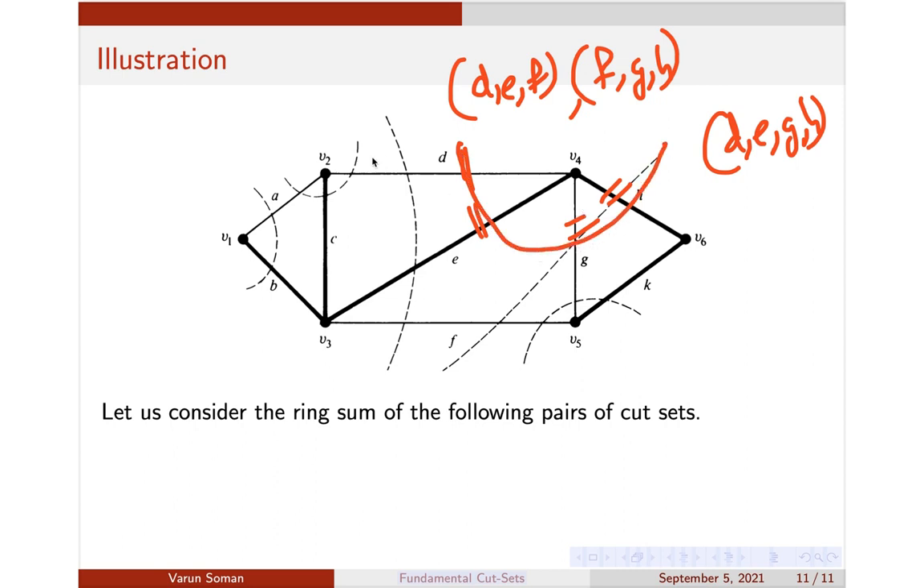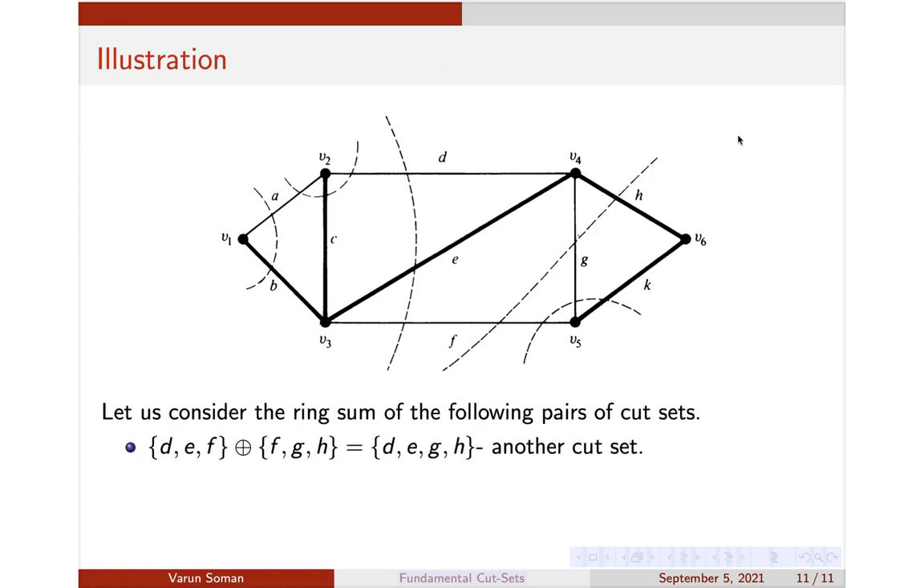So what will happen if I delete these edges? You can see that the graph is being disconnected into two. Your V4 will be separate and the others will be separate. So this is a new cut set. And you can see that no proper subset can disconnect the graph, because even if you delete D, E and G, the graph will still be connected. So no proper subset of this can disconnect the graph, so it is a cut set. That is one idea.